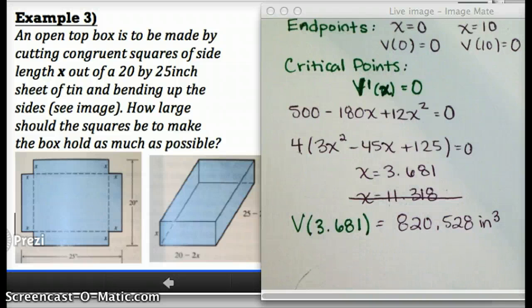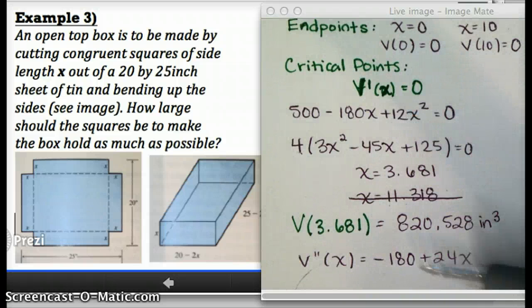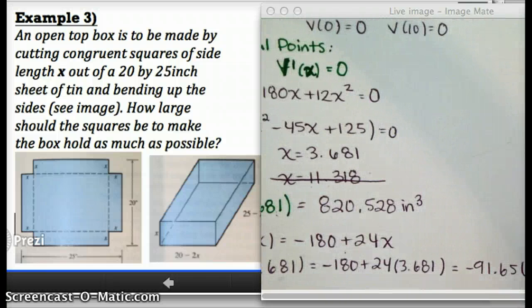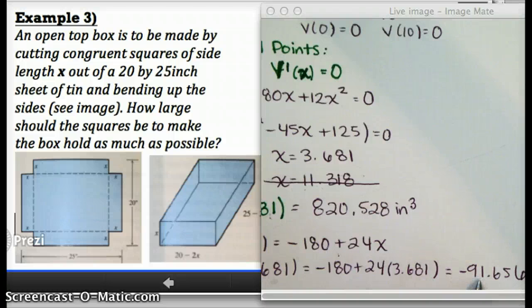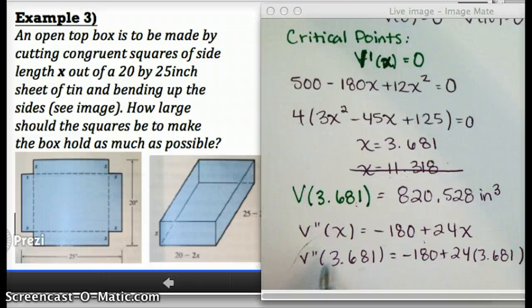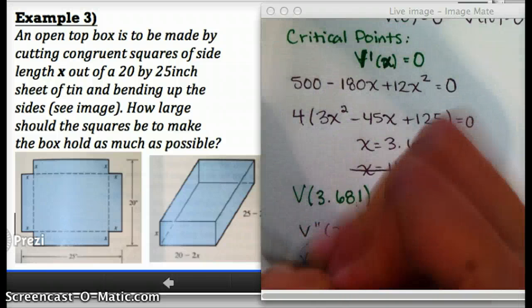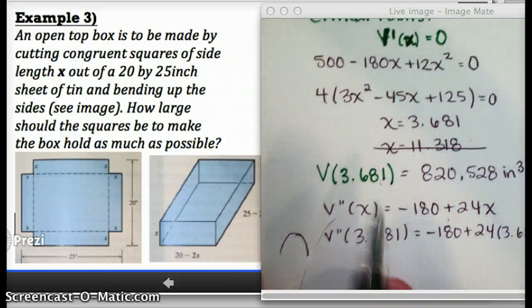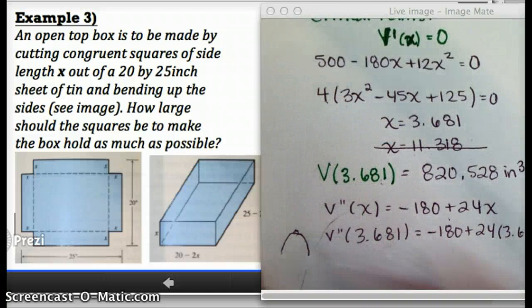so I'm going to go ahead and find the second derivative by taking the derivative of the first derivative. And then I'm going to plug in my critical value. And when I simplify, I end up with a negative number, close to negative 91. So since the second derivative is negative at x equals 3.681, that means my original function must be concave down at that point, which proves that this value is truly a maximum.